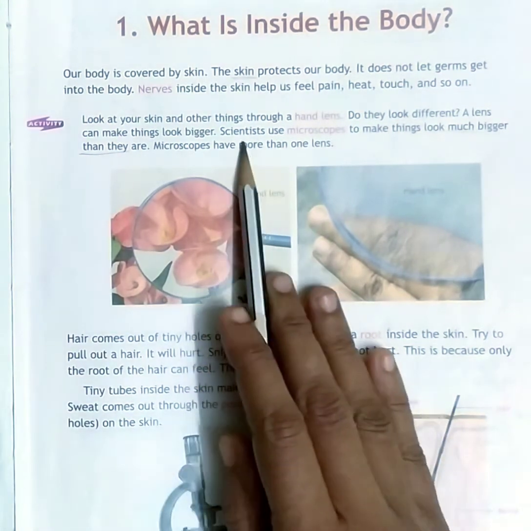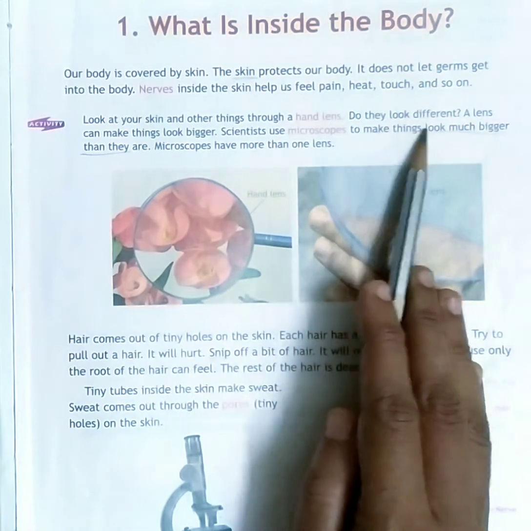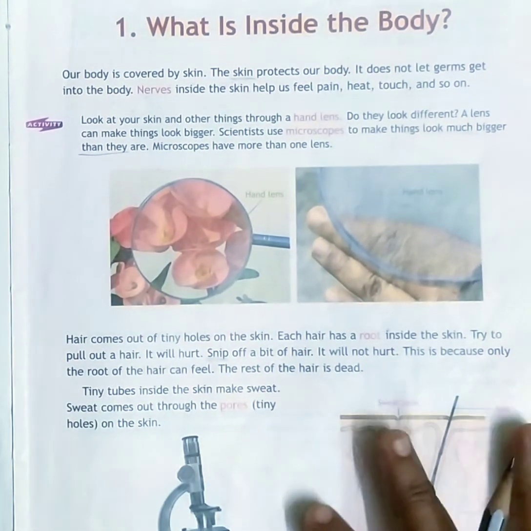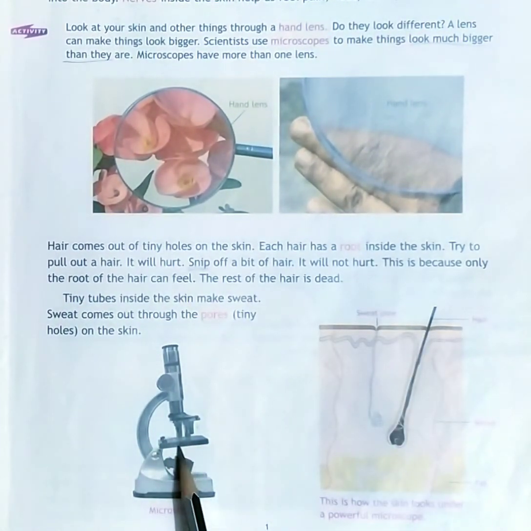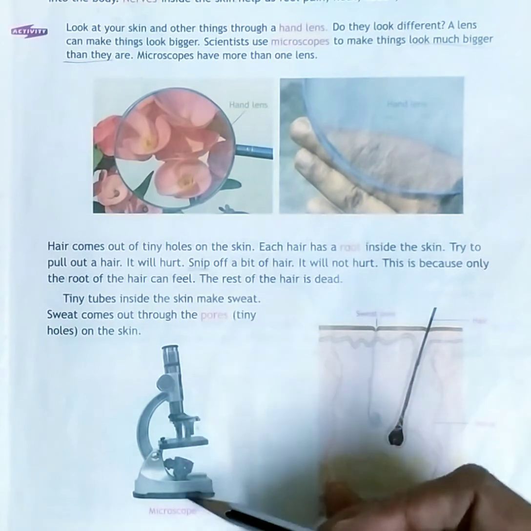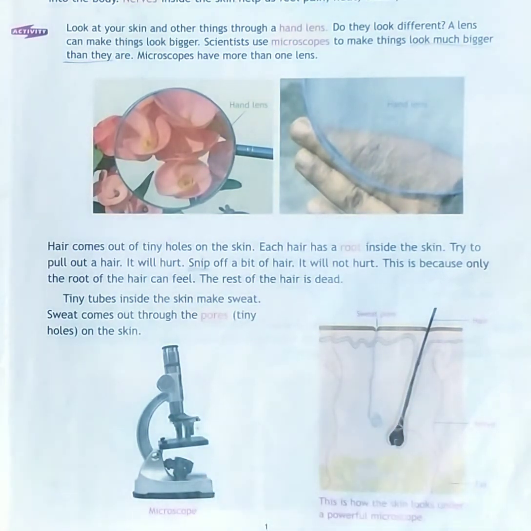Scientists use microscopes to make things look much bigger than they are. You can look at the picture. This is the microscope. You have seen a microscope, isn't it? When you keep the things here and look from this, the things will look bigger than they are. The actual size and the size when you look through the microscope differ.